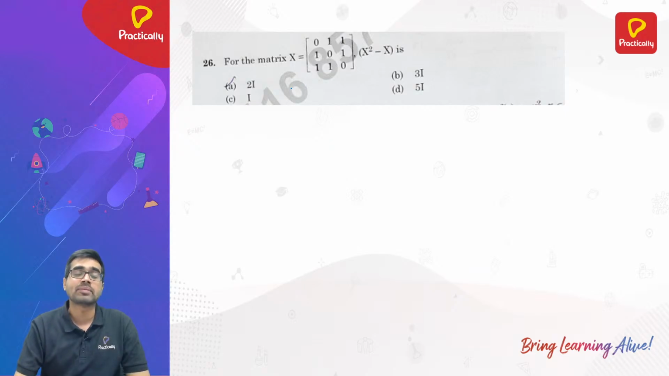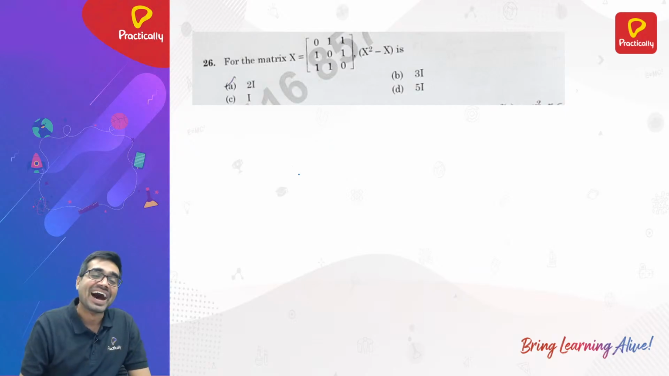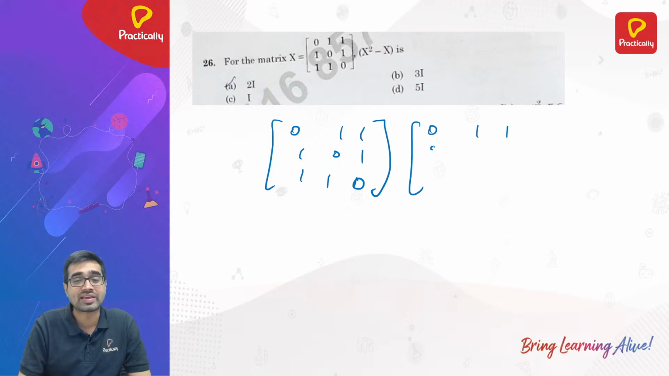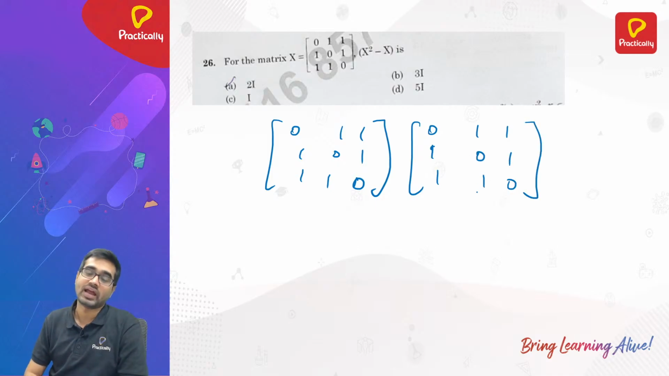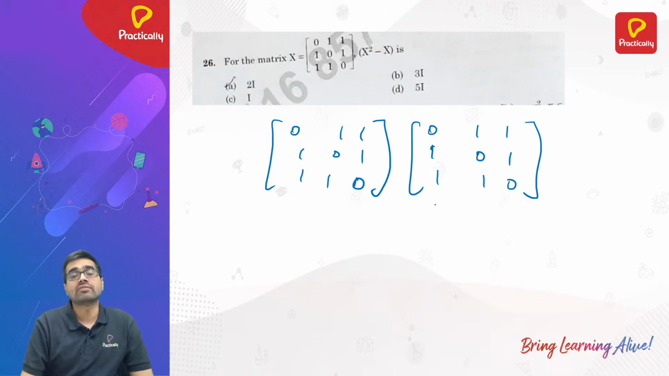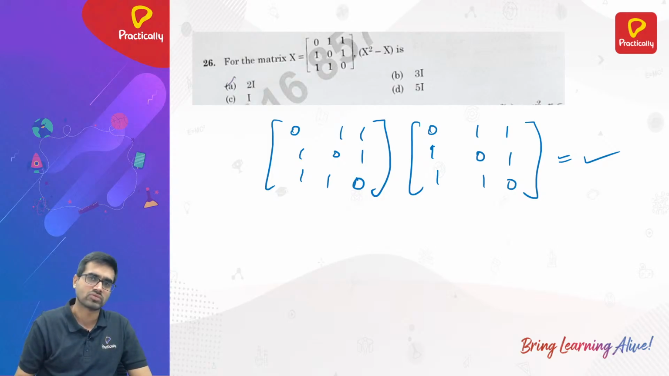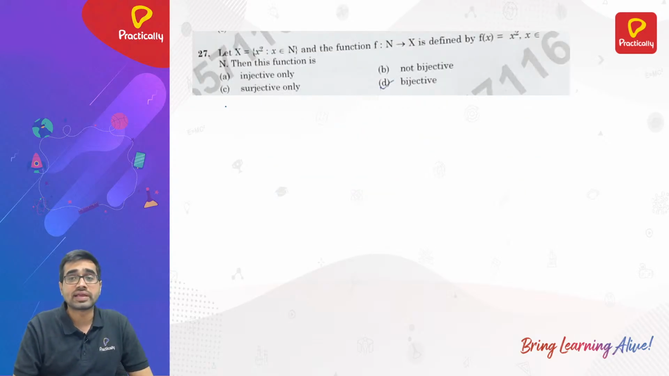For this matrix, I am not solving. I think this is the correct answer only. Please solve it on your own and don't dislike the video for this case, because you have to do a very long multiplication. If I solve, I will be in trouble. I don't want to solve. Take this row, multiply with this column. Take this row, multiply with this column. Take this row, multiply with this column. This way you do, you will get the answer. Then subtract x and you will get it. I think 2i will come. Okay. Let's take up the next one.